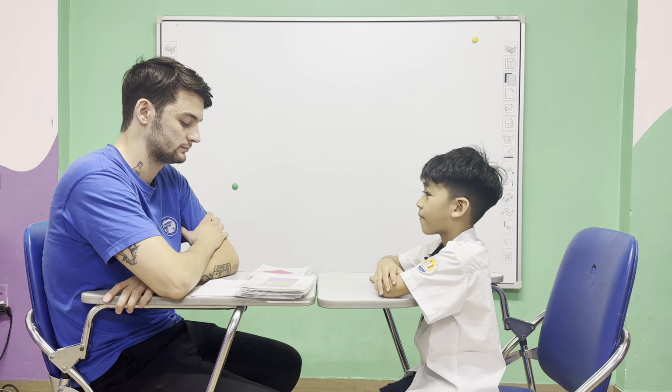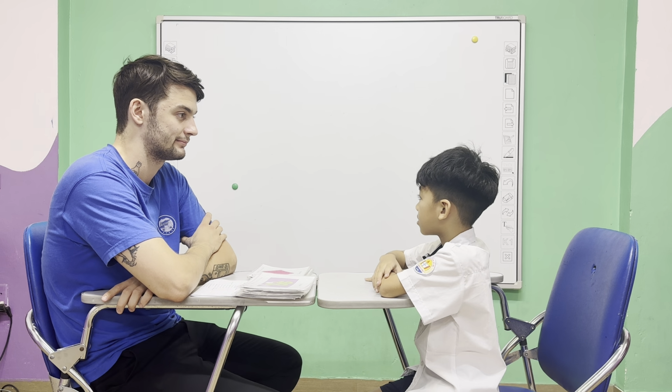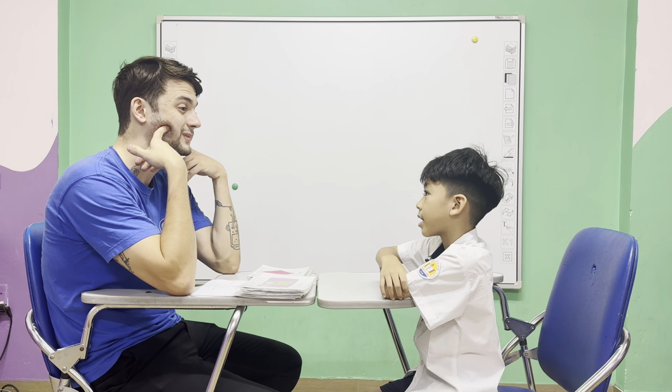My name is William. How old are you? I'm 5 years old. Which class are you in? I'm K-1S. How are you today? I am well. I am happy.